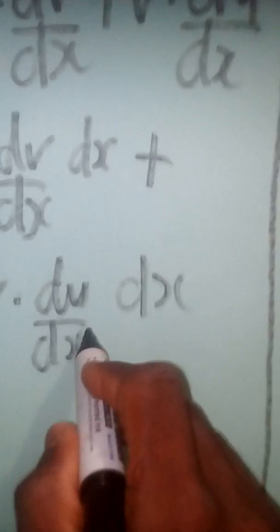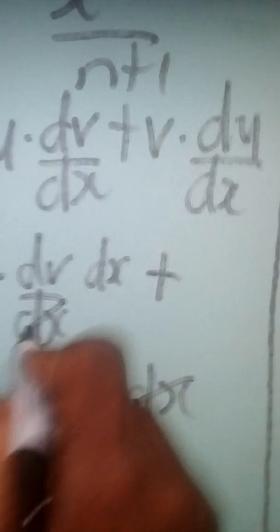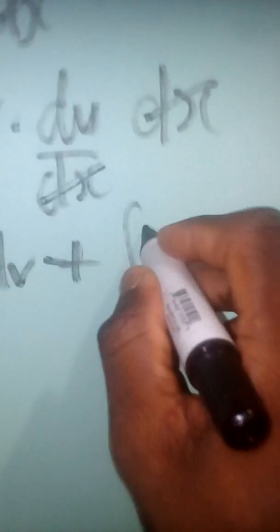Now, dx cancels the x, so I'm left with uv equal to the integral of u dv plus the integral of v du.